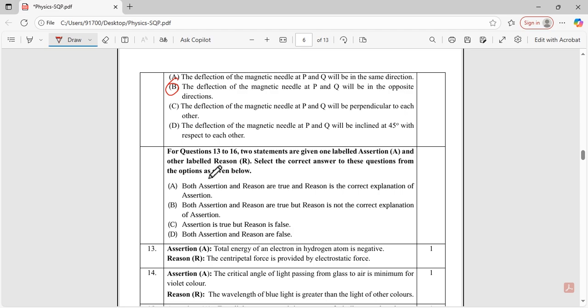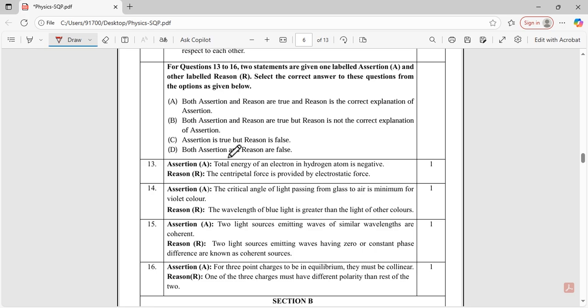Now there is an assertion and reasoning question. Questions number 13 to 16: both assertion and reason are true, and reason is the correct explanation of assertion. Both assertion and reason are true, but reason is not the correct explanation of assertion. Assertion is true, but reason is false. Both assertion and reason are false.